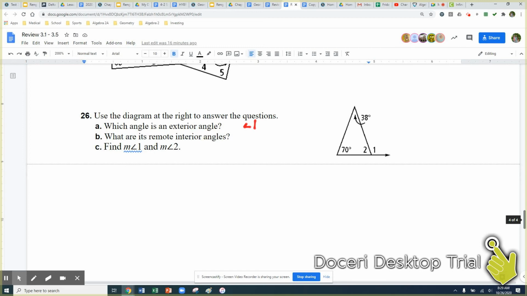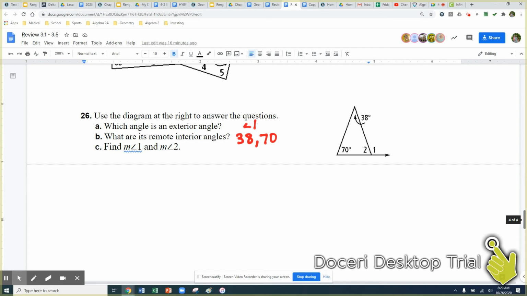Next, what are the remote interior angles? Well, the remote interior angles are the 2 angles that are not adjacent. Adjacent is a word that we use in geometry quite a bit. Adjacent means next to. We haven't talked about that word a ton yet, but the 2 angles in your triangle that are not adjacent, they're not a linear pair with the exterior angle, those are your remote interior angles. So 38 and 70 would be your remote interior angles.